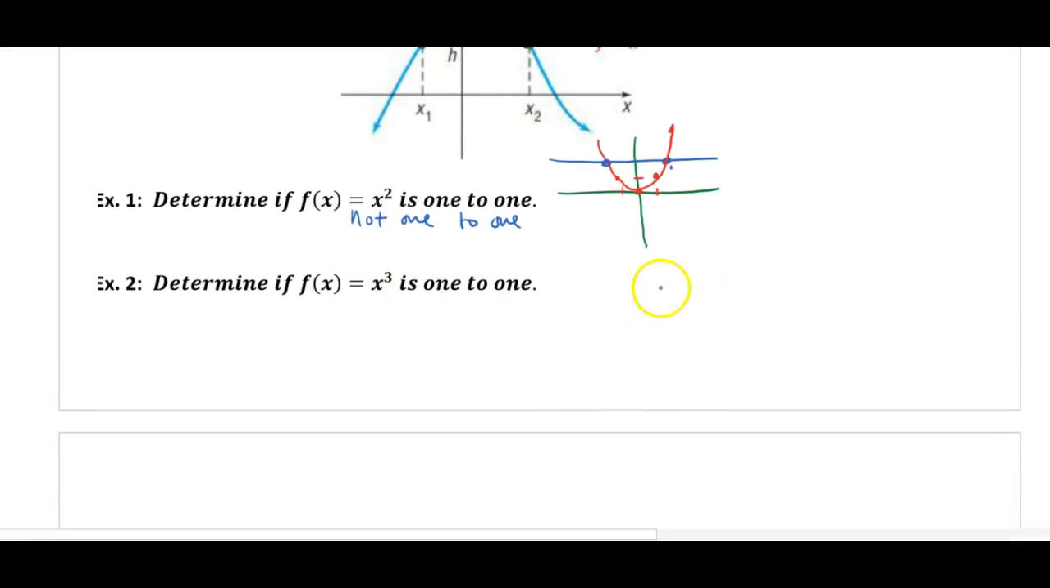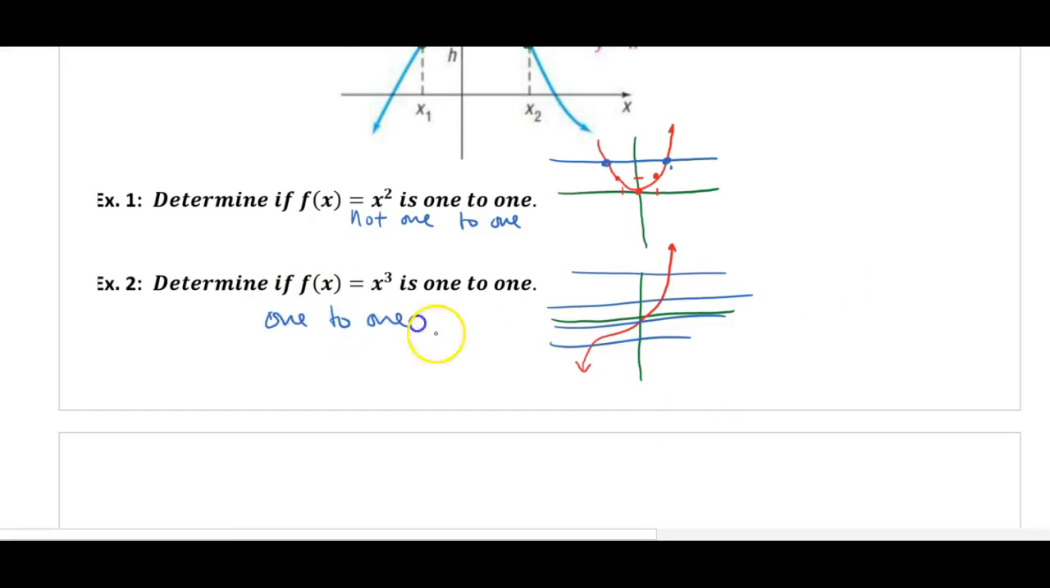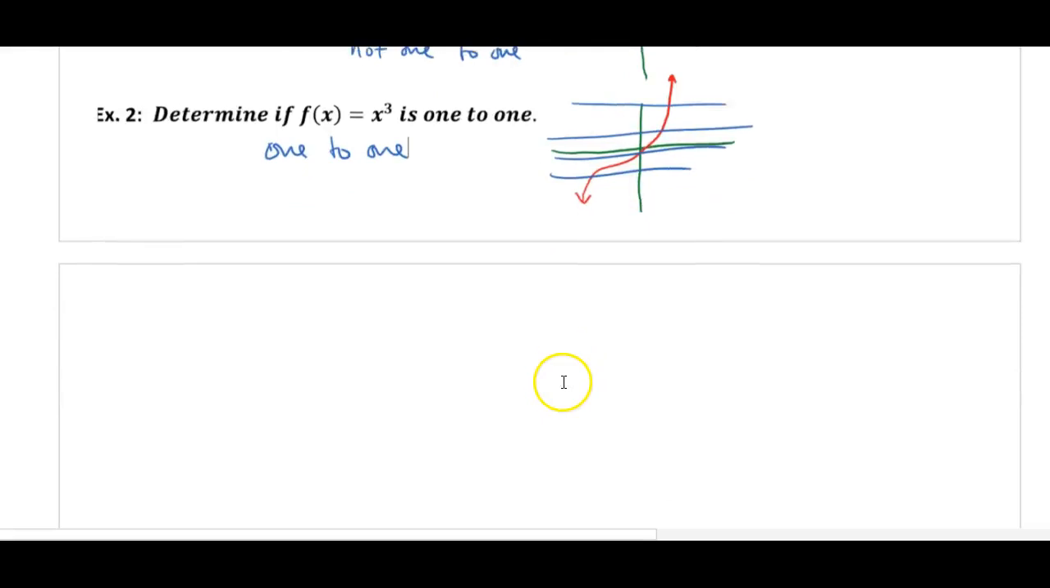Now example 2, if you were to graph this in your calculator, f of x equals x to the third, it would look something like this. And if I draw all of my potential horizontal lines, do any of them intersect this graph more than once? No. Therefore, this is 1-to-1. It passes the horizontal line test. Okay?